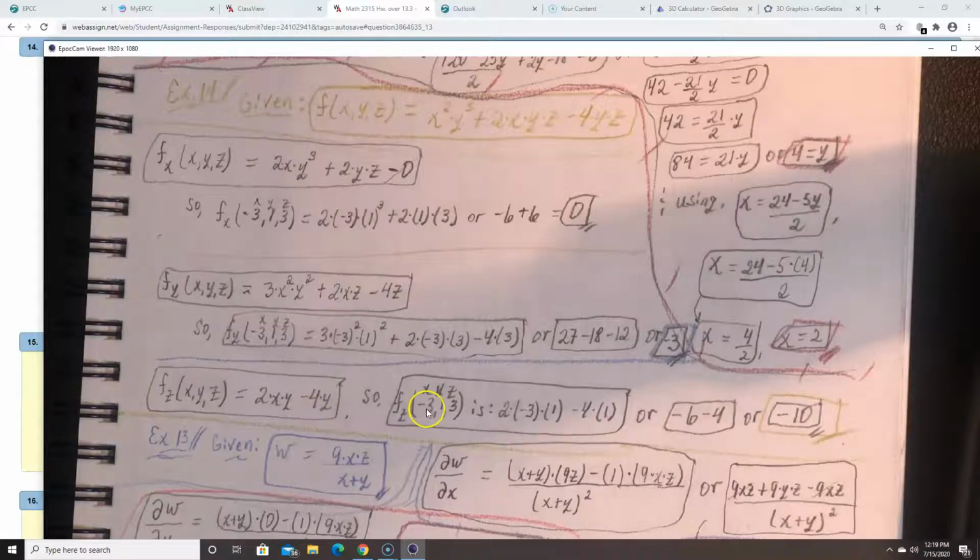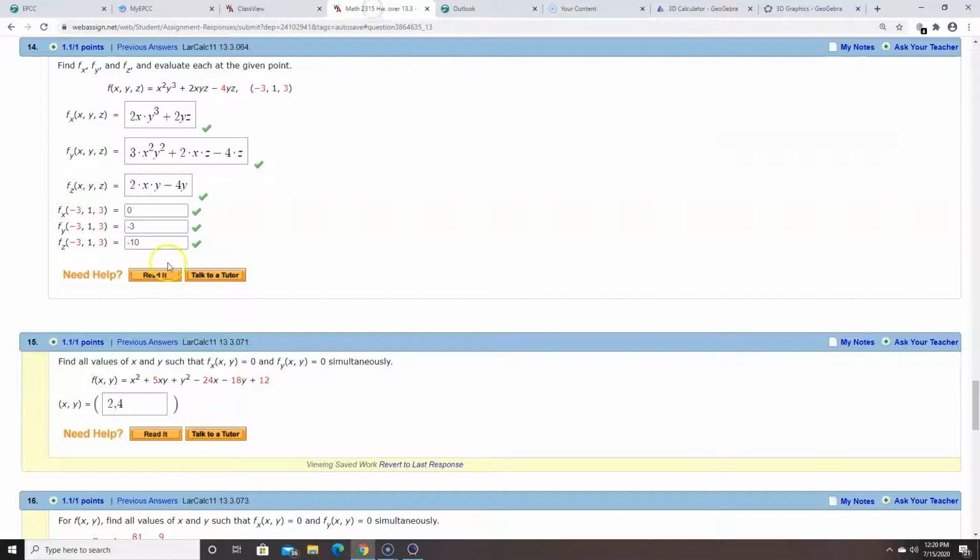Now plug in the point again, negative 3, 1, 3. So put a negative 3 for x, and a 1 for y. 2 times negative 3 times 1 minus 4 times 1. 2 times negative 3 times 1 is negative 6. 4 times 1 is minus 4. Negative 6 minus 4 is negative 10, and there you go. So we got 2x minus 4y, and then negative 10. And so they're all correct.